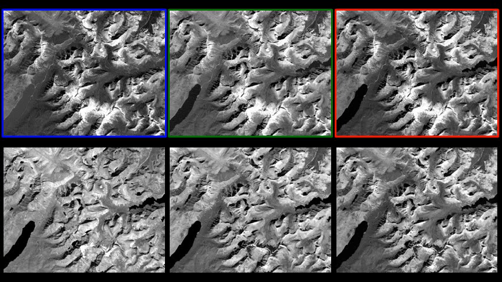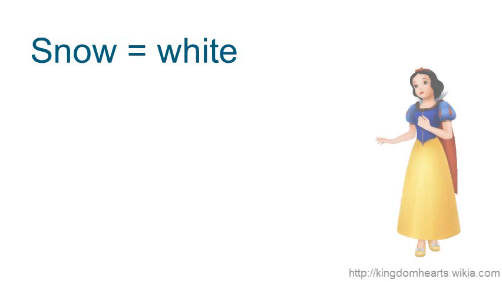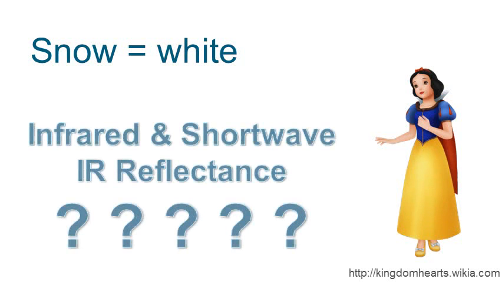The surface of the Earth reflects light energy in each one of these bands differently, as reflected in this array of images from Glacier National Park. Let's investigate one phenomenon that we're all comfortable with or familiar with, and that is snow. As you know, snow is white because it greatly reflects light within the visible portion of the spectrum. However, is snow always white? Particularly if we're talking about the near infrared and shortwave infrared portions of the spectrum.